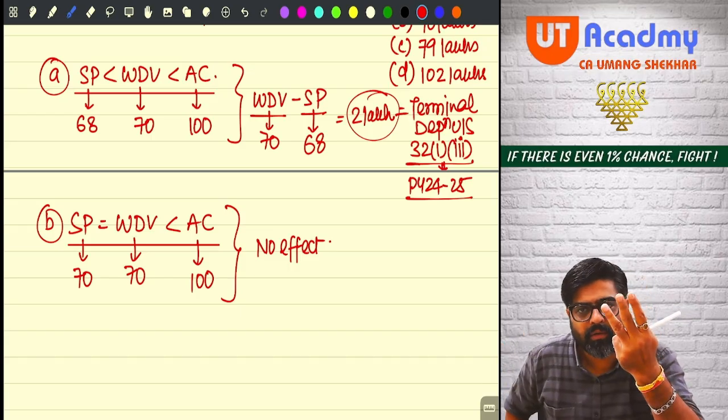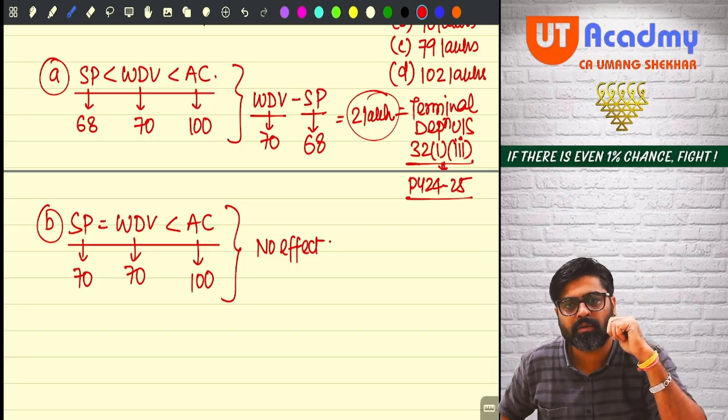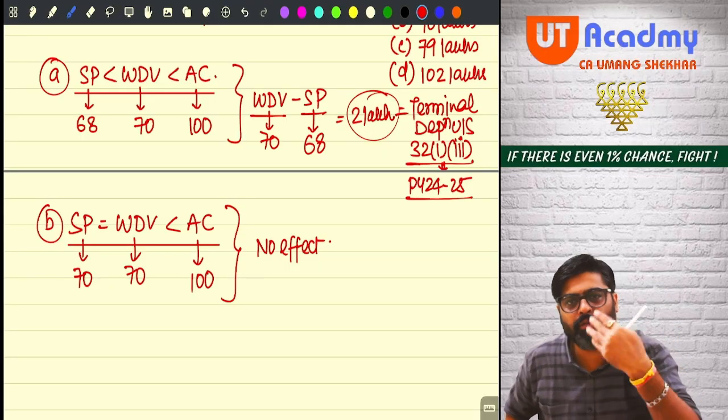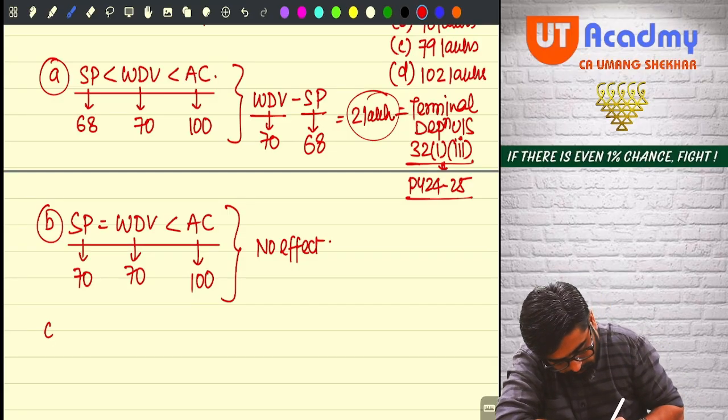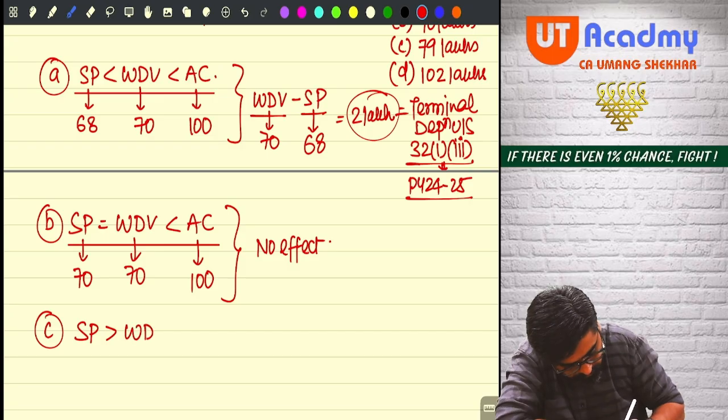Balance cost 30, which we have already allowed in the form of depreciation. What terminal depreciation? Nothing. And nothing will be taxable also. No effect to be given. Getting my point? Now, C point. Selling price is now more than WDV, but it is still less than actual cost.